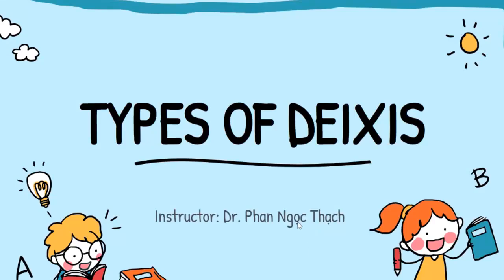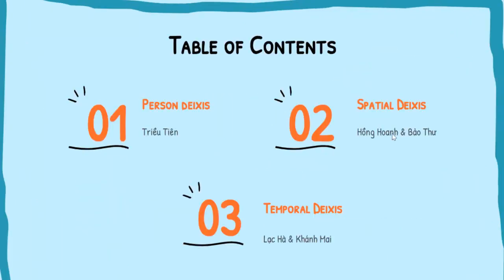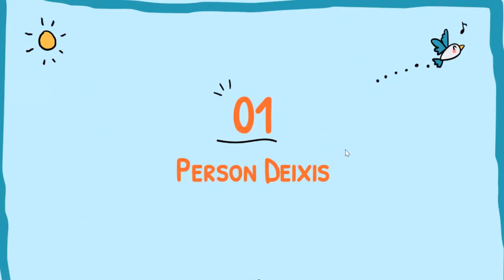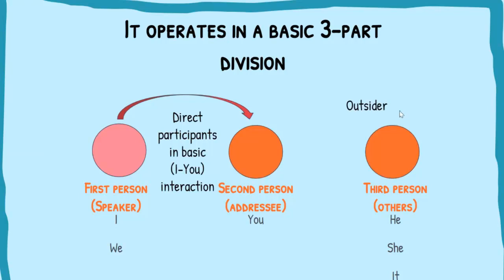Good afternoon, teacher. Good afternoon, everyone. Now I'm going to present to you 3 types of basis. So let's get started with the first one, person basis. As you can see, it operates in a basic 3-part division on the screen. And the third person is not a direct participant in basic interaction. It is an outsider, so obviously it is more distant than the other ones.